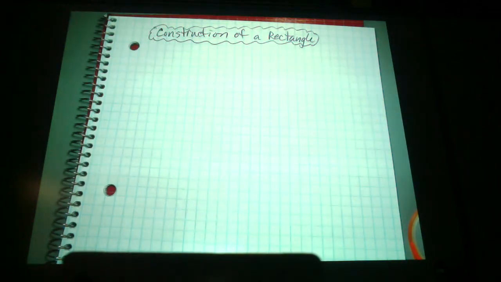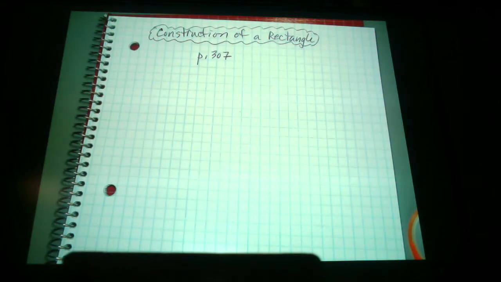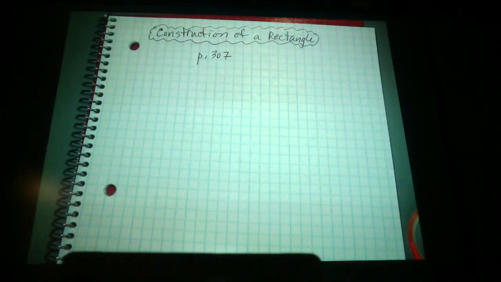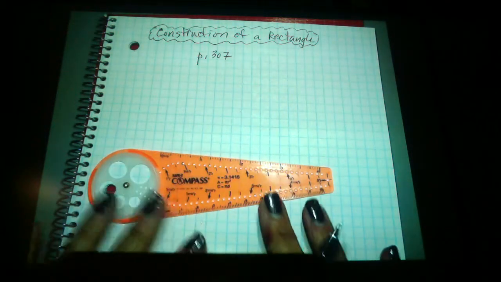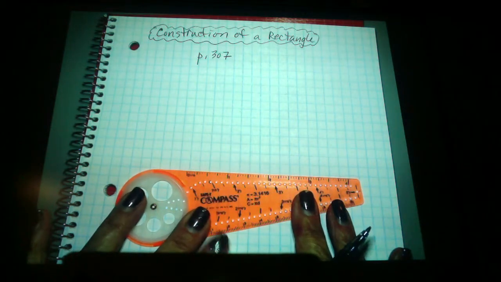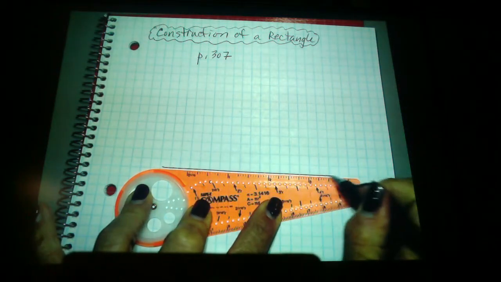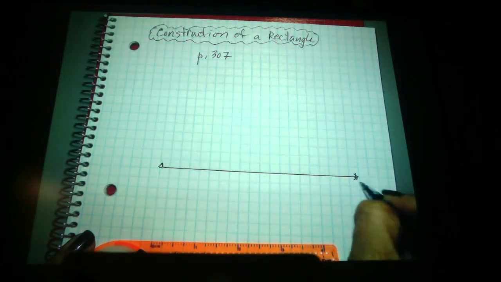All right, so the directions for this construction are on page 307 of your textbook. And so the first directions say use a straight edge to draw line L. So you can see that line L is horizontal to your page. So if I were you, I would make sure it's on a grid mark. So use your grids and then put it somewhere, we'll put it down here towards the middle. It really doesn't matter how long, I'm going to make it as long as my compass is. Label it line L.